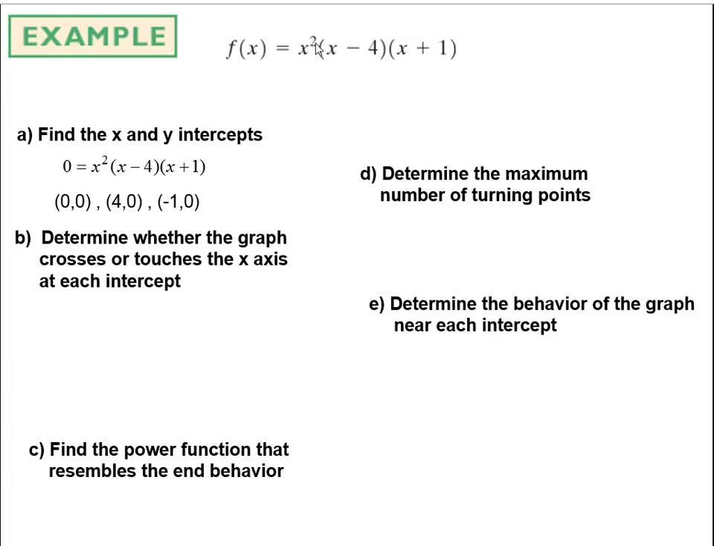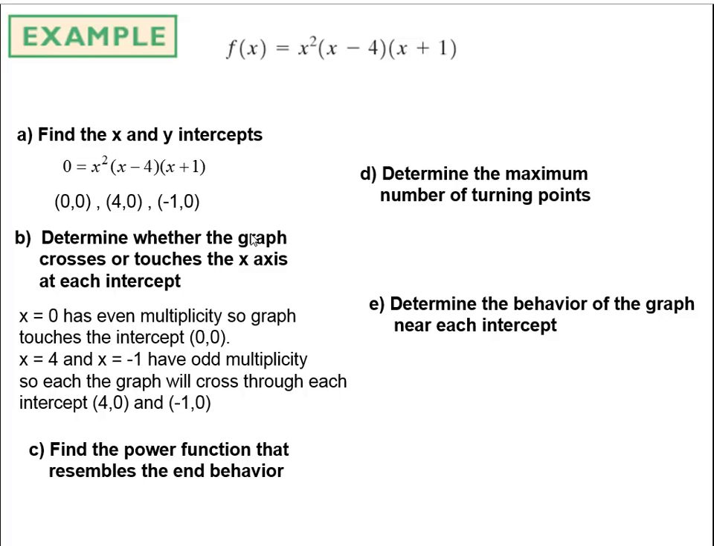Now again, this is an even multiplicity, so it's going to touch at that x-intercept. Right? Let me point down here. This is an odd exponent, so it's an odd multiplicity. It's going to cross through at that x-intercept. And this has an odd exponent, right? A 1 as an exponent, so it's going to cross through here as well. So x equals 0 has the even multiplicity, the graph will touch, and then the other two have an odd multiplicity, the graph will cross through.